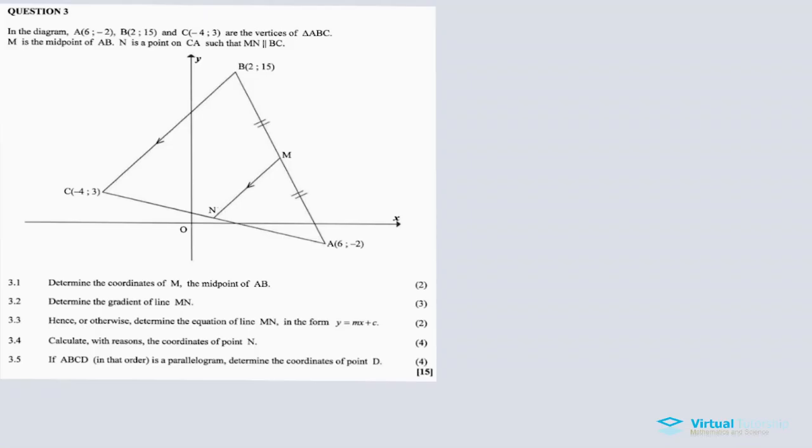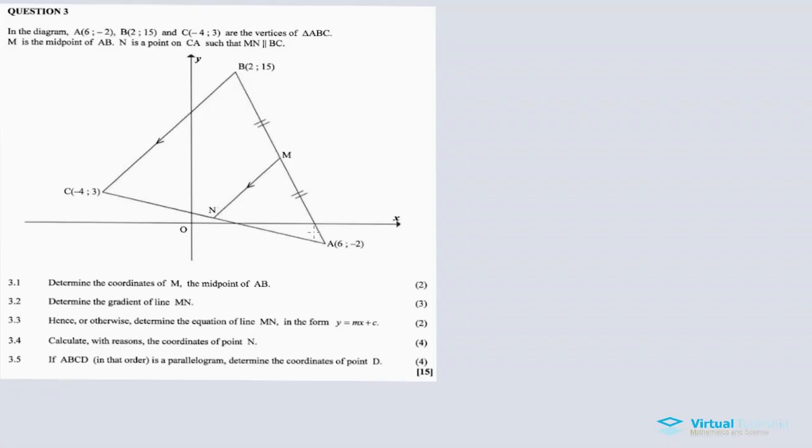So here, question 3, but in a diagram, A, B, and C are the vertices of triangle ABC. M is the midpoint of AB, and then N is a point on CA such that MN, this line, is parallel to this line BC, right? So it's a question on analytical geometry. In the Cartesian plane, we have a triangle, right? This line is parallel to this line.